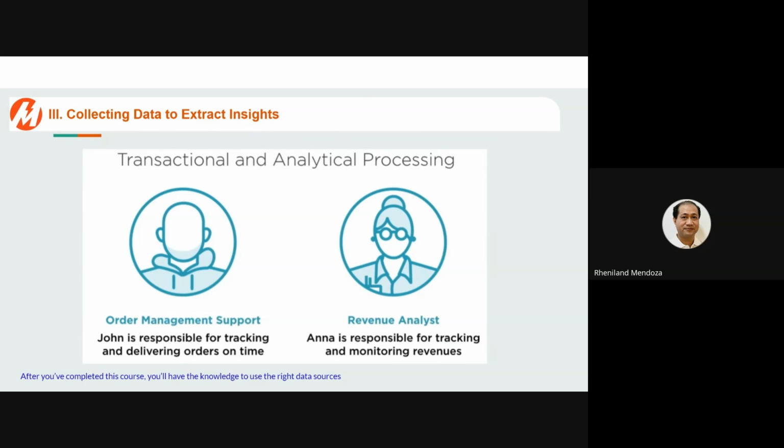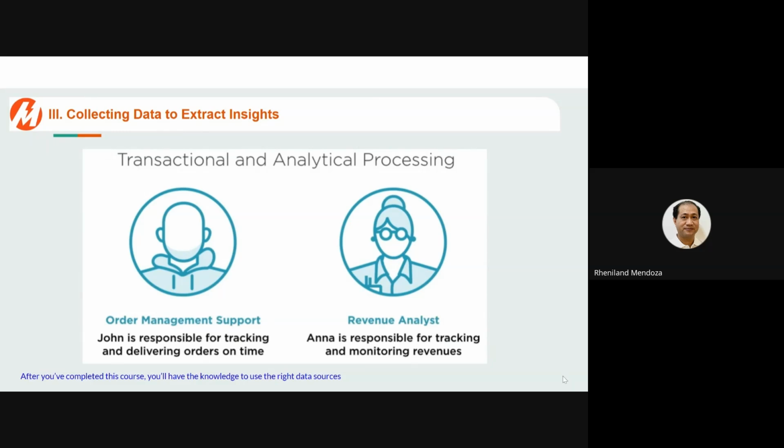And on the other hand, we have an analyst. She would be, in this example, responsible for tracking and monitoring revenues. But in your case, this would be your analytical team, or your app, which is gathering all of this real-time data into one single repository or database. And we will discuss database on a later slide.